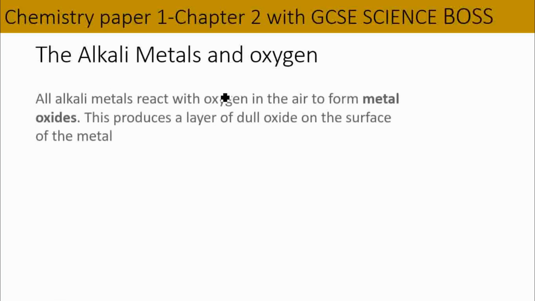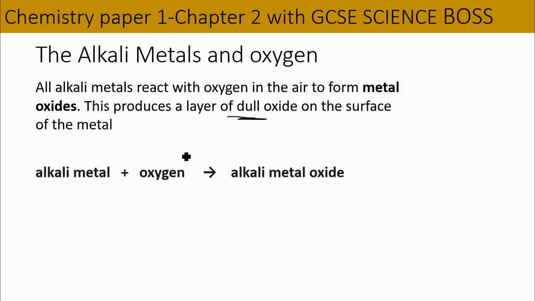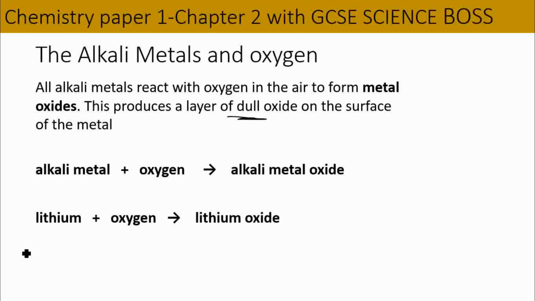Now, alkali metals also react with oxygen to form metal oxides, which dulls their surface. Okay, now the general equation is as follows. The alkali metal plus oxygen will form the alkali metal oxide. For example, lithium would react with oxygen. Please note that oxygen is not O, it is O2 because it's diatomic. Oxygen doesn't exist as O, and it will form Li2O.